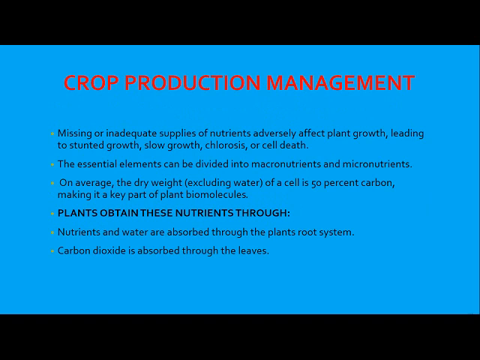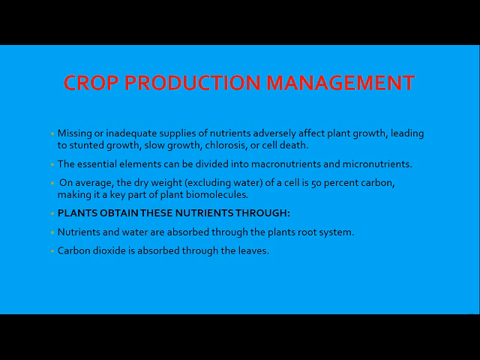Crop production management. Missing or inadequate supply of nutrients adversely affects the plant growth. If these essential minerals are not given to the plants, then definitely they are going to affect the plant growth. It will lead to stunted growth. Stunted growth means छोटे ही रह जाएंगे. Slow growth means they will grow very slowly and they will not give us the output for which we have grown the crops. Chlorosis means, children, many times you must have seen that the color of the leaves changes to yellow. That is called chlorosis, death of chlorophyll, and it often results in cell death.